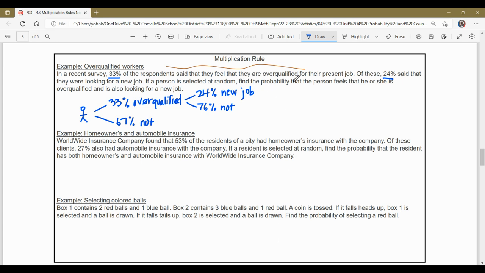So if I want to find the probability that a person feels he or she is overqualified and is also looking for a new job, I want this path. So I would take the 0.24 for the 24% and multiply by the 0.33 for the 33%. If I do that, I get 0.079.